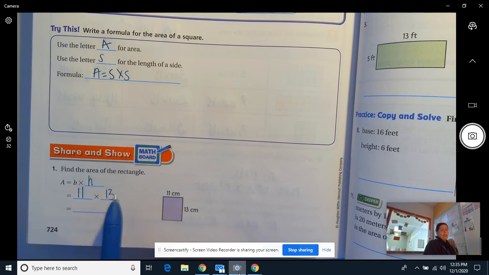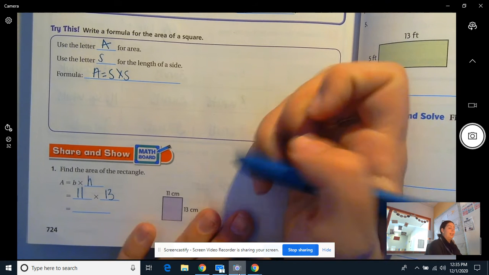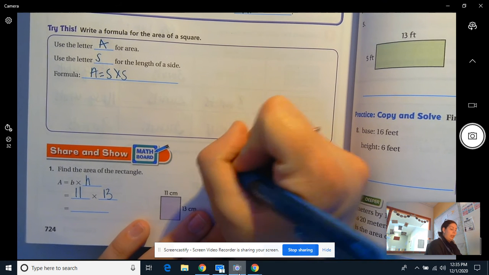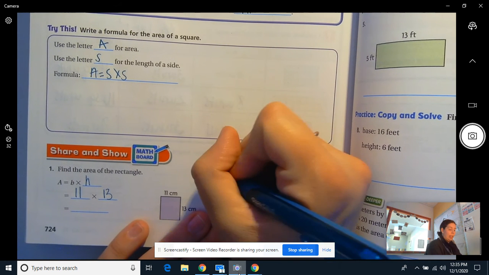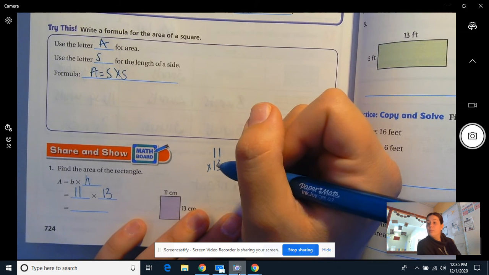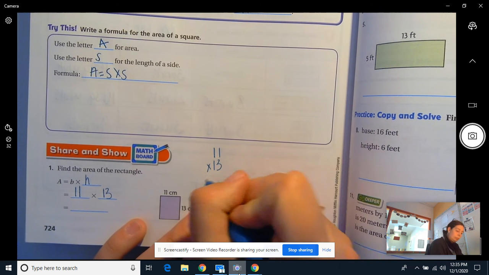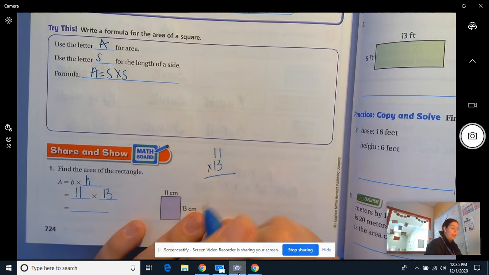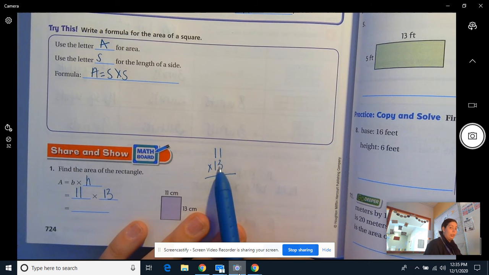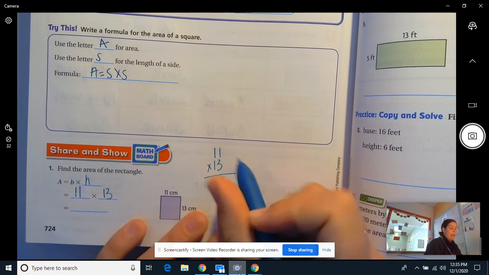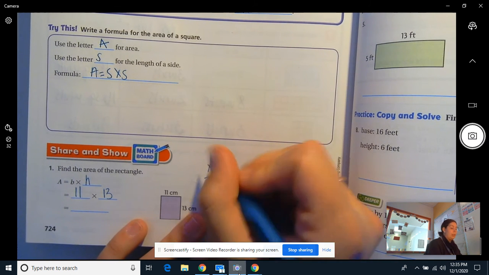Now, I do not know this math problem off the top of my head, so I'm going to use this section here to write this out. 11 and 13, and I'm going to multiply. We know how to double digit multiply. We're going to start with 3. 3 times 1 is 3. Then I go diagonal. 3 times 1 is 3 again.